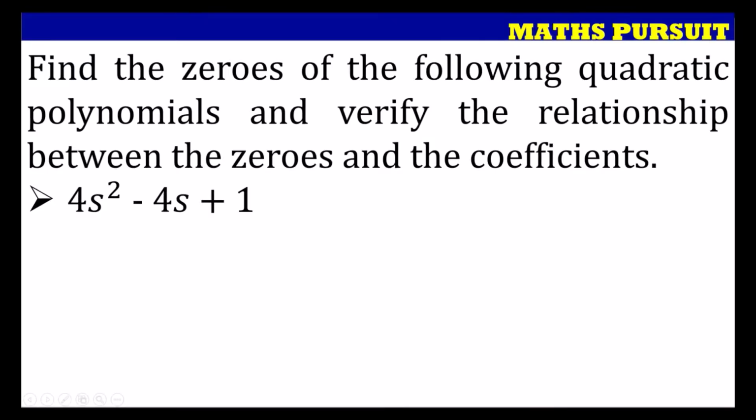The given question is: find the zeros of the following quadratic polynomials and verify the relationship between the zeros and the coefficients. And the given quadratic polynomial is 4s^2 - 4s + 1. So guys, let us see how we are moving ahead and how we are finding the zeros, and then we will prove the relationship between the zeros and the coefficients. So let us move ahead.